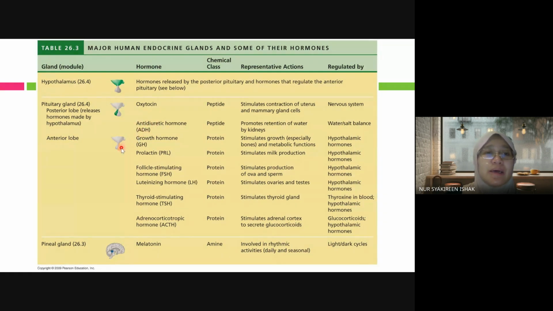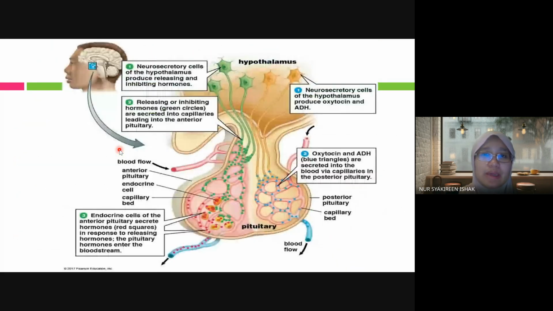And then the anterior, the front part, is made up of cells that produce and secrete its own hormone. But the posterior secretes the hormone which is produced by the hypothalamus. So that is the difference here. The cells are also different. We call them epithelial cells or endothelial.